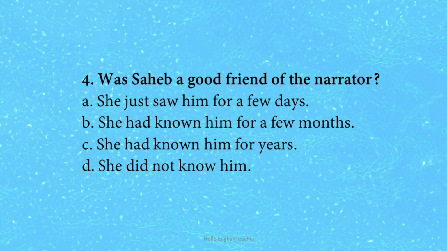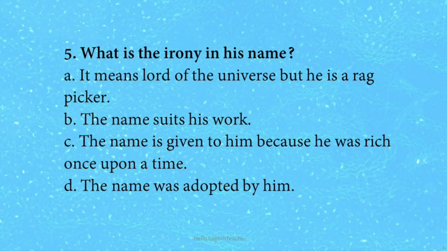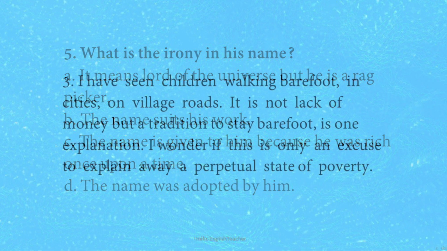So, the next question, was Saheb a good friend of the narrator? She just saw him for a few days, she had known him for a few months, she had known him for years or she did not know him. So, the answer is B, she had known him for a few months. So, let us look at the next question, question number 5. What is the irony in his name? It means Lord of the Universe, but he is a rag picker. The name suits his work. The name is given to him because he was rich once upon a time. The name was adopted by him. So, we know that the answer is A. It means Lord of the Universe, but he is a rag picker.